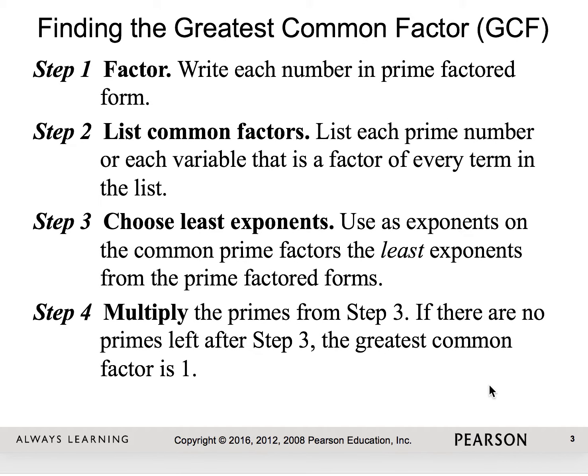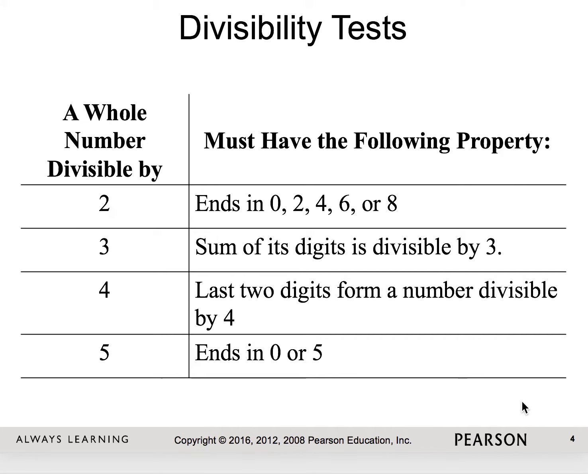Okay, so to find the greatest common factor, first we're going to write each number in its prime factored form, and then we're going to list the ones that are common to each one. Choose the least exponents if you have it written in an exponential form, and then multiply those primes together. So there's some steps you can read over, but let's just get to it.